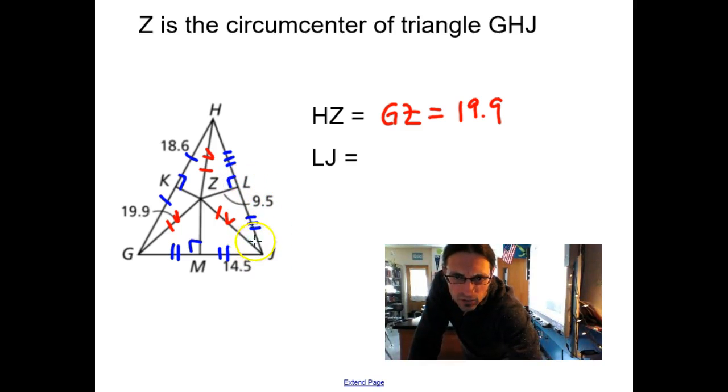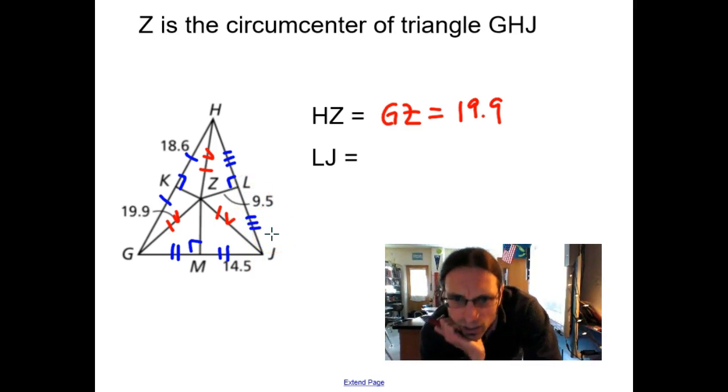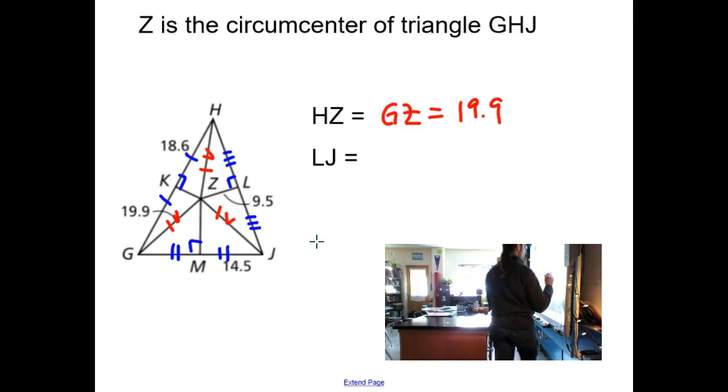The next question, LJ. LJ, this segment right here. Ooh, now how would I find LJ? That's a really good question. Well, wait a minute. I might have to do a little bit of math, because I have a right triangle. I do have a right triangle. So I've got a right triangle that looks like this.